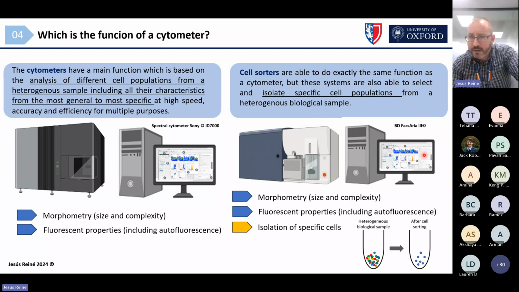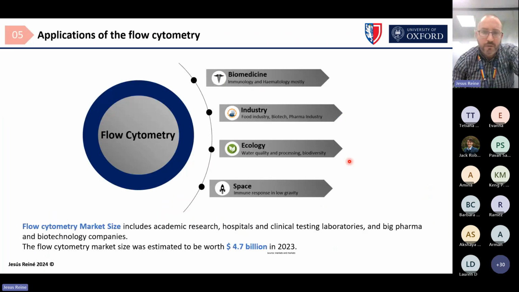On the right side, we have a PD fax area, which is a cell sorter, a different instrument, okay? So flow cytometry is multidisciplinary. It's a discipline that has applications in many fields. And this is really important because it has direct, specific applications, mostly in biomedicine, where immunology and hematology are the most predominant areas where these technologies apply every day.